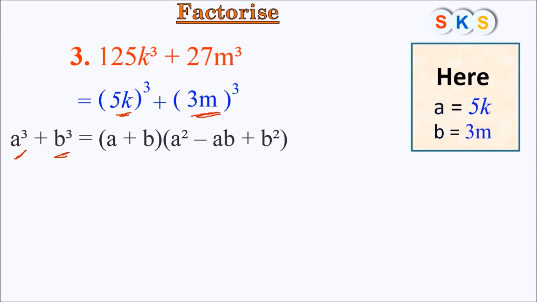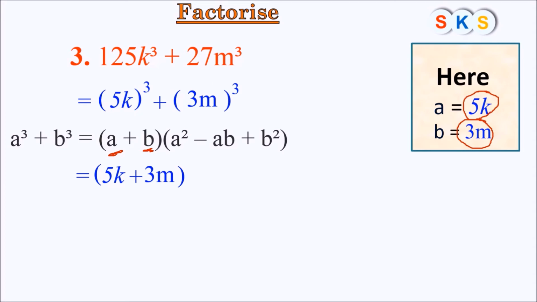Now we will substitute the value of a and b in this formula. So we will get equals to, open round bracket. What is the first term in the bracket? Here we have a. At the place of a, we can write 5k, as you can see in the box. And at the place of b, the second term of the first bracket, we can write 3m. So we will replace a and b by 5k and 3m respectively. So let's see what we will get here: 5k plus 3m, close the bracket.